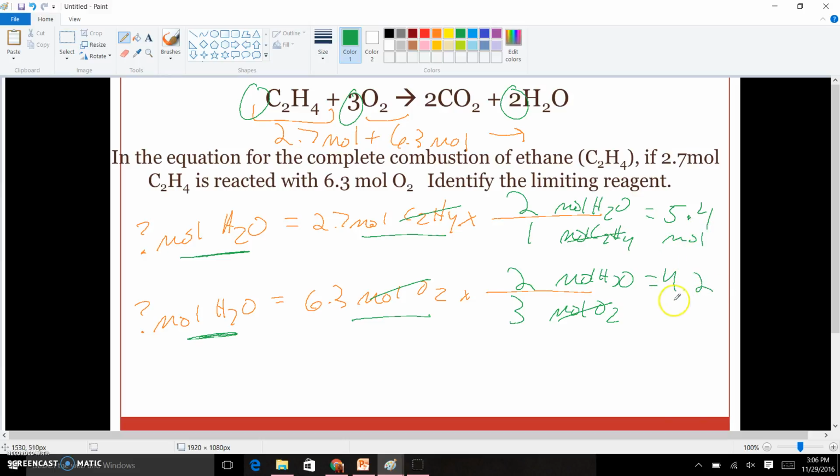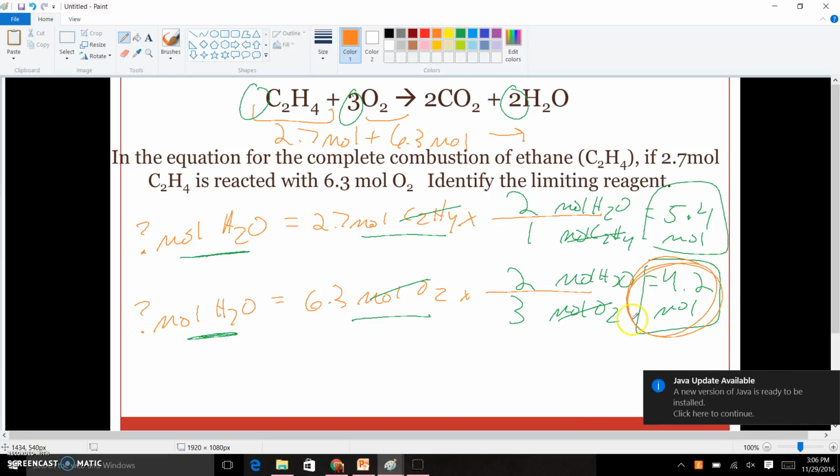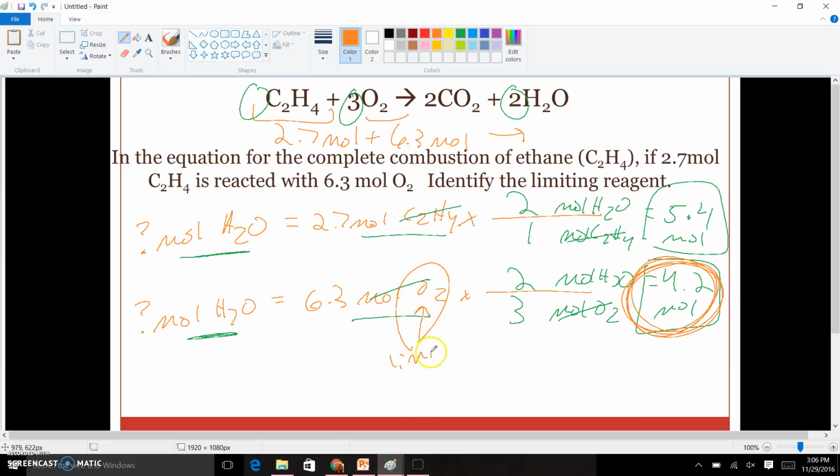So I have to ask myself how much water, H2O, will I actually make? Will I make the 5.4 moles or 4.2 moles? The answer is that I'm actually going to make 4.2 moles, because after 4.2 moles I'm going to run out of oxygen. Oxygen is my limiting reactant, which means I've got tons of my C2H4, and that's called my excess reactant. So now I've identified my limiting reactant and my excess reactant, and I also know how much water I'm going to make, 4.2 moles.